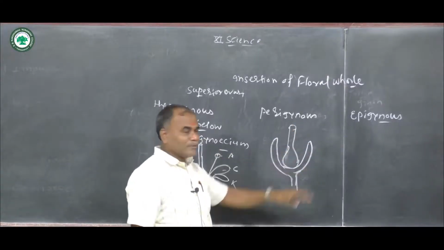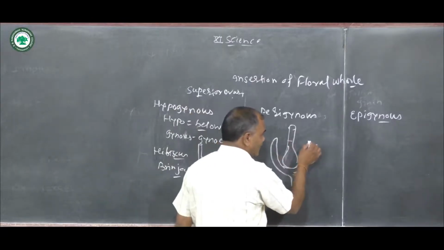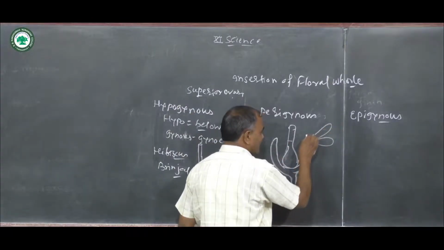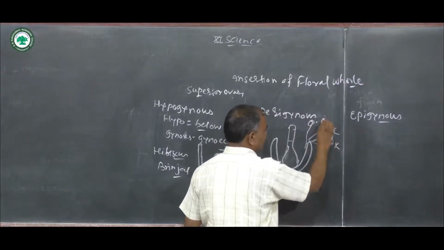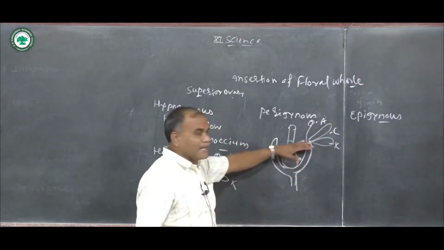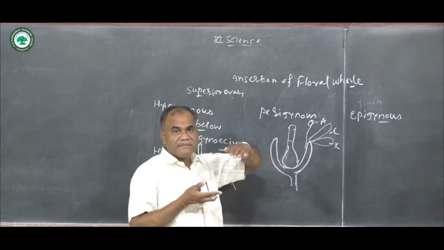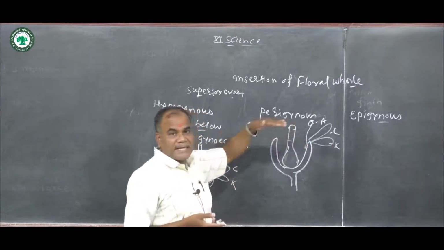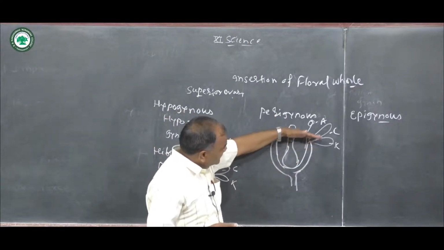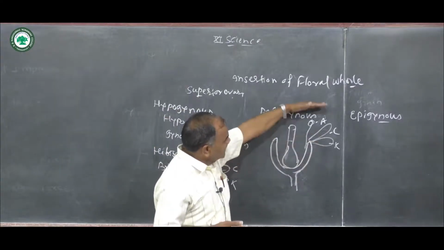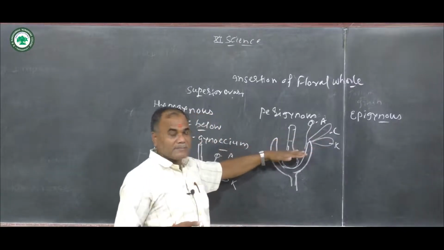But the remaining floral whorls arise at the middle of the ovary. Here is the calyx, here is the corolla, here is the androecium. So the remaining three whorls arise at the middle of the ovary. So it is known as the perigynous flower, because the floral whorls arise at about half the height of the gynoecium.